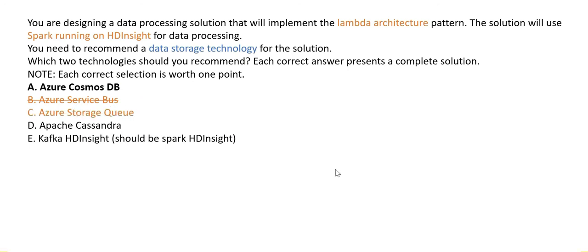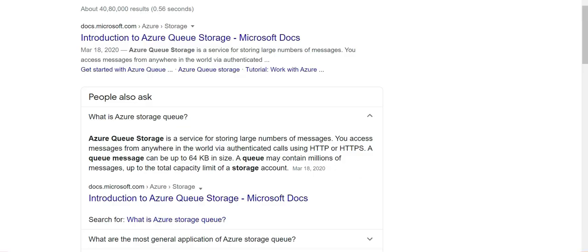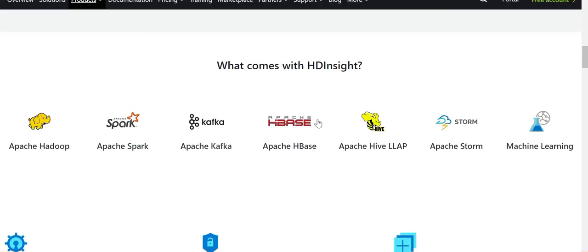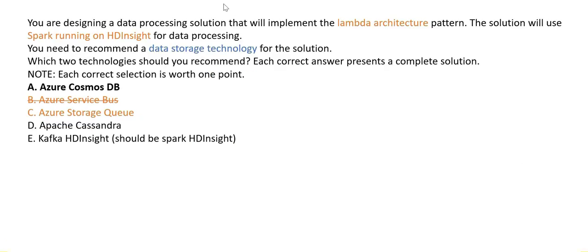Option C, Azure Storage Queue. So queue storage is a service for storing large number of messages. But since our question says they are using Spark on HDInsight, queue storage is not a part of that. So if you see HDInsight, these are the options you have. Queue storage is not a part of HDInsight, and our question already says that they are running Spark on HDInsight for data processing. So storage queue is not an option.